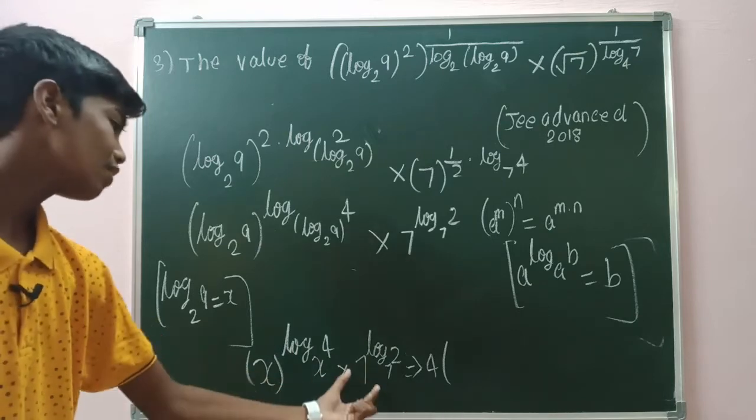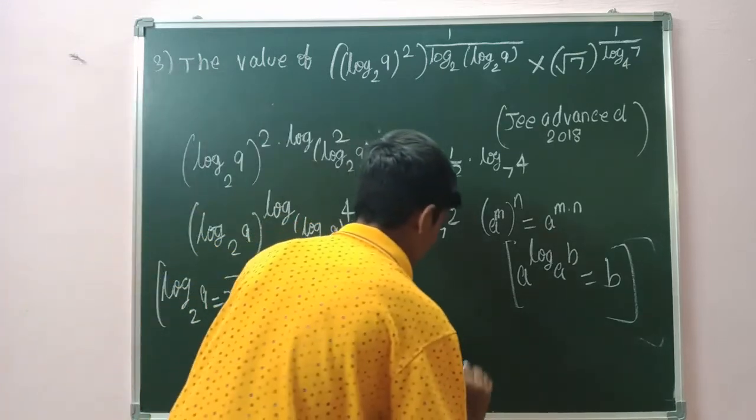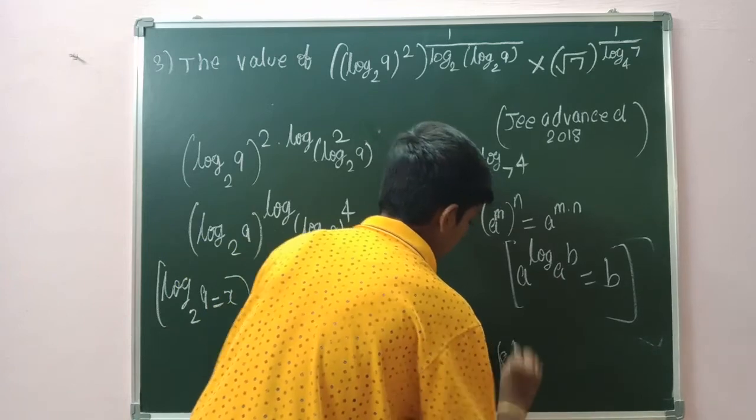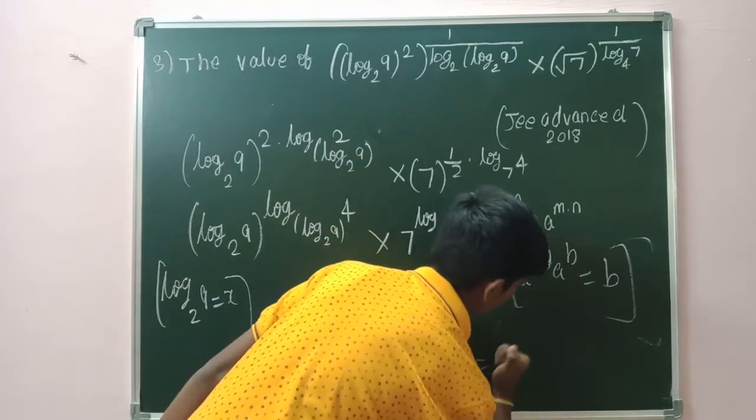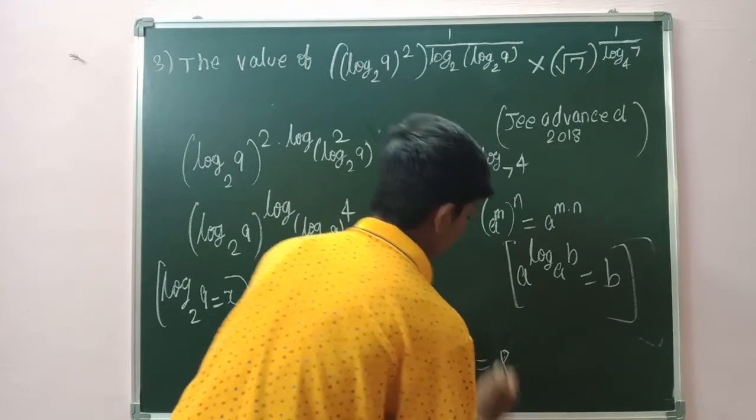Here your a is 7. Hence your b is 2. So 4 into 2 is equal to 8, and that's the answer for the question. I hope you guys have enjoyed this solving. Okay, 8 is the answer for the question.